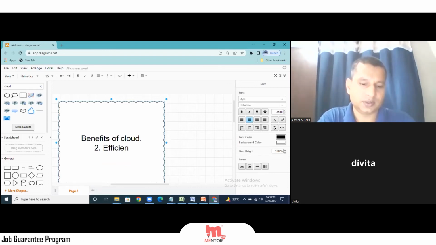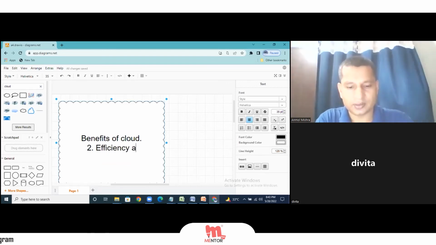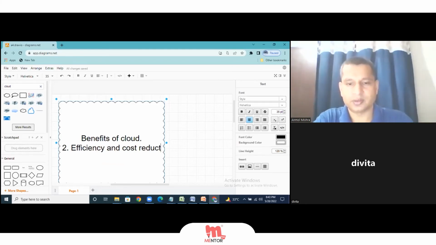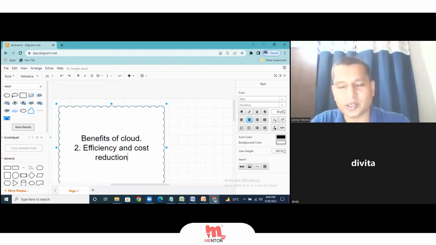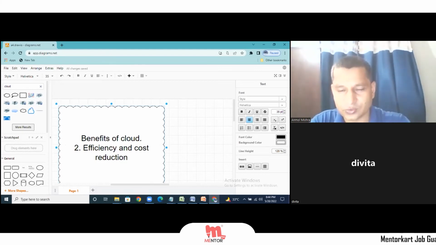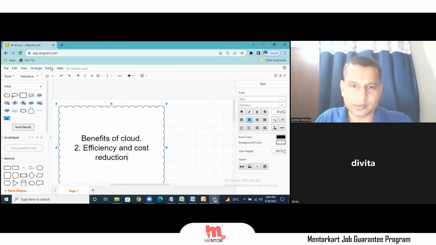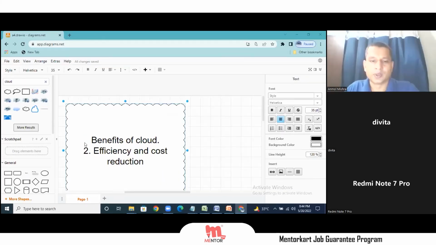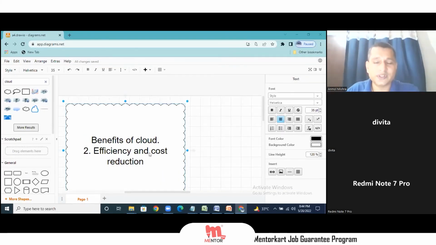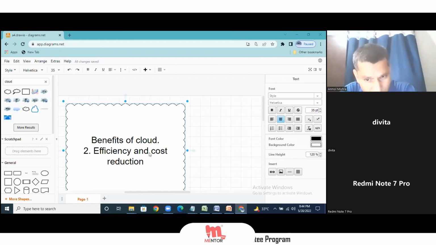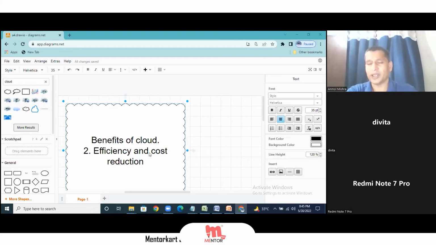Efficiency and cost reduction. What is the meaning of this? Two participants raised hands. Let me note who raised hand. So what is the meaning of efficiency and cost reduction? Efficiency and cost reduction in cloud: no need to buy physical storage, just purchase the service. Right, efficiency and cost reduction.